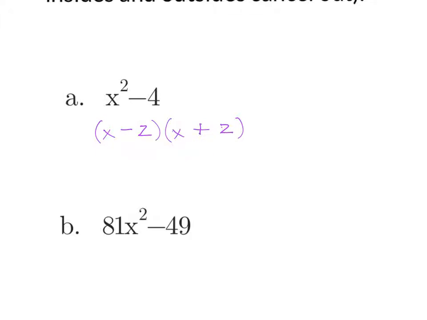The last thing that we want to do is check it and see exactly why we get this as our answer. If we multiply our firsts, we get x squared. Our outsides is 2x. Our insides is minus 2x. And our lasts is minus 4. Note here that our middle terms cancel, leaving us with x squared minus 4. So that is the correct factorization.